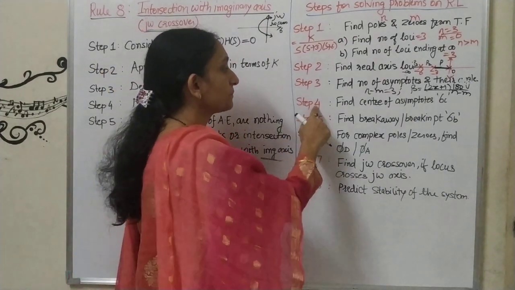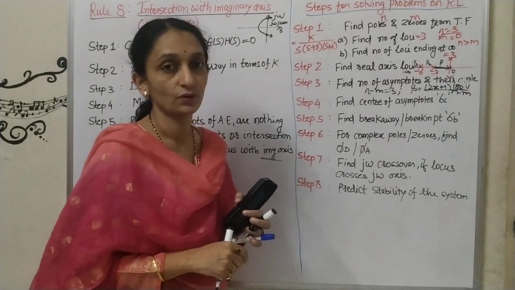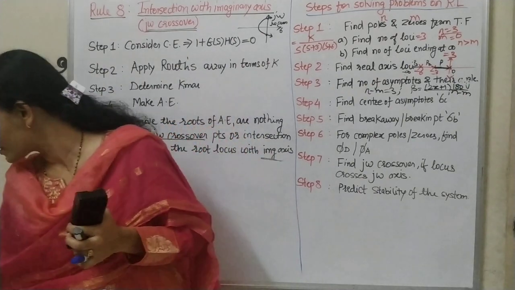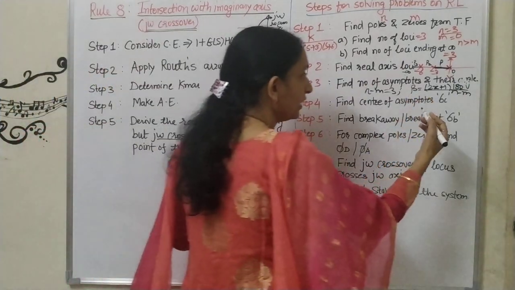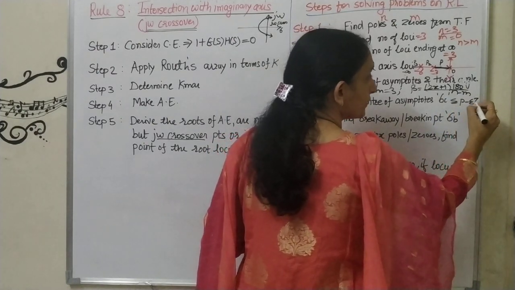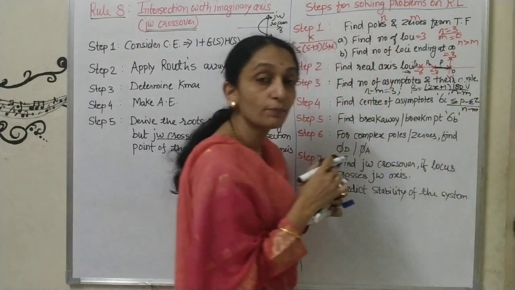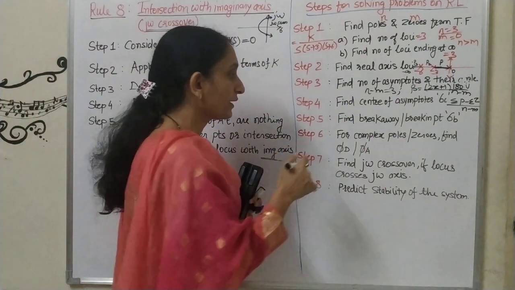Then step number 4, find the center of asymptotes, that is sigma c. Sigma c is nothing but the summation of real parts of poles minus the summation of real parts of zeros upon n minus m. If you remember the formula, summation of real part of poles minus summation of real part of zeros upon n minus m. This is actually the real part of poles, summation of real parts, we have to consider only the real part.